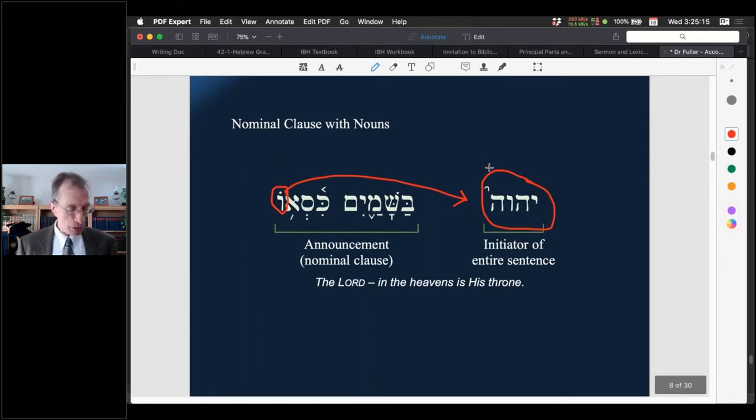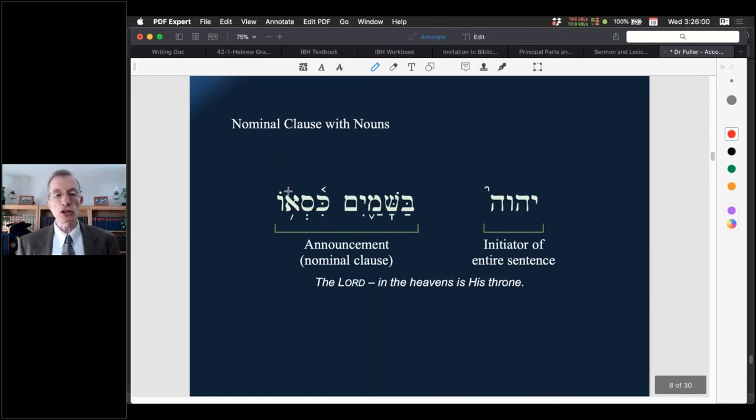But in the way that they would diagram the sentence, this word, this initiator, is the initiator of the entire sentence. Okay, but the predicate, which is the announcement here, you're making an announcement about the Lord. The predicate here is itself a nominal clause. So the whole thing is a nominal clause, but your predicate is also a nominal clause. So that's how they would see it. Okay, and so, as for the Lord, his throne is in the heavens. So it's a little more complicated, but it's still a nominal clause with just nouns, okay?